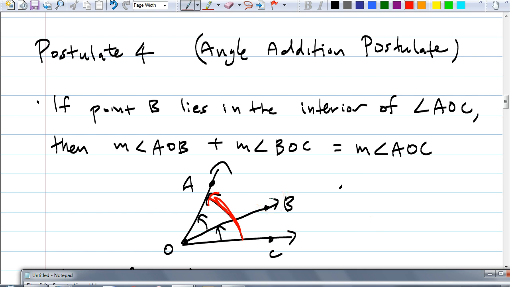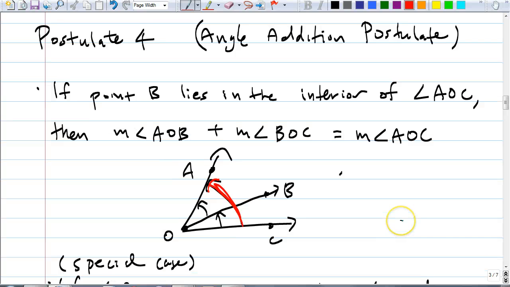So look, it says, if point B lies in the interior of any angle AOC, you see how B is inside? Okay, and you could draw a ray there. Guess what? The angle measure on top plus the angle measure on the bottom equals what? The angle measure of the whole thing. Okay, same as before. It could be any angle you want. Doesn't have to be acute, obtuse, whatever. It could be anything. Any question? Do you understand? Do you see how they chose that point B inside this angle? It has to be like that, right? Then you can add them together and it adds up to the whole thing.